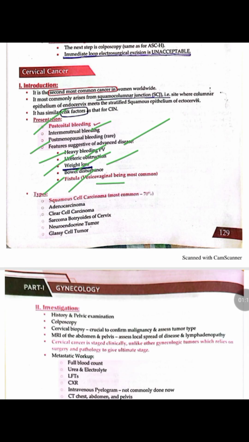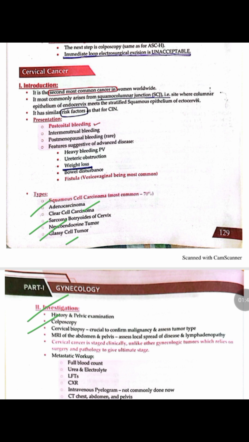And the most common fistula is vesico-vaginal fistula, which is the abnormal communication between the vagina and the bladder. Next one is the types of cervical cancer. So the types include squamous cell carcinoma, which is the most common type of cervical cancer, accounting for about 70% of the cases. The other types include adenocarcinoma, clear cell carcinoma, sarcomas of the cervix, neuroendocrine tumor, and the glassy cell tumor.